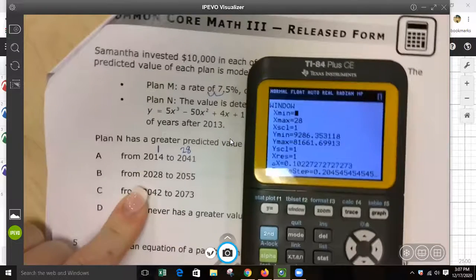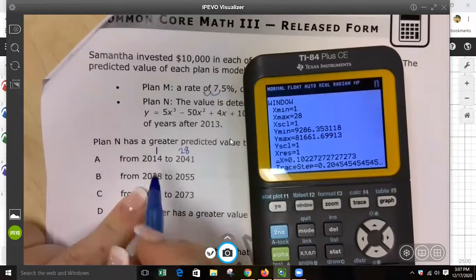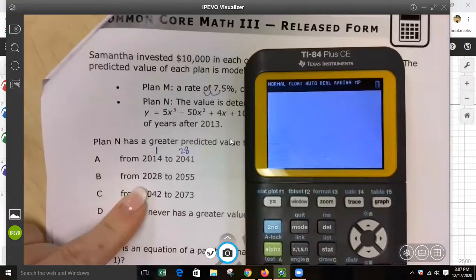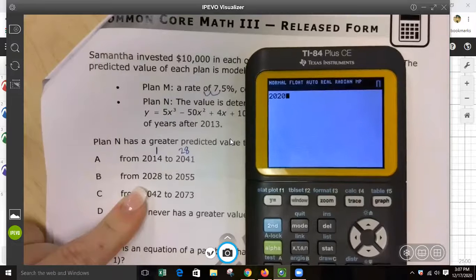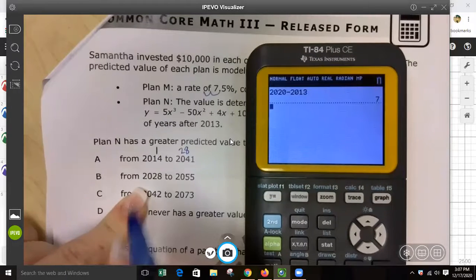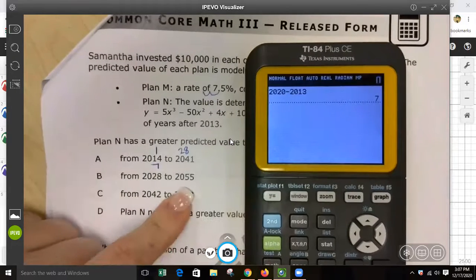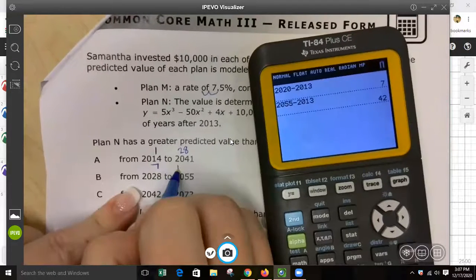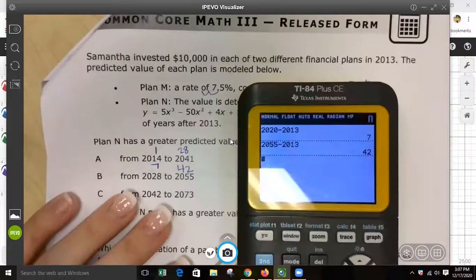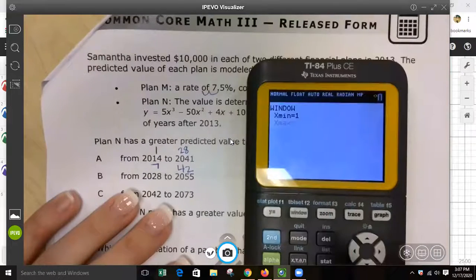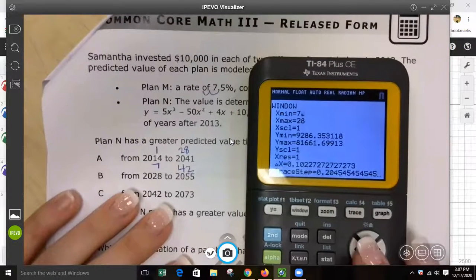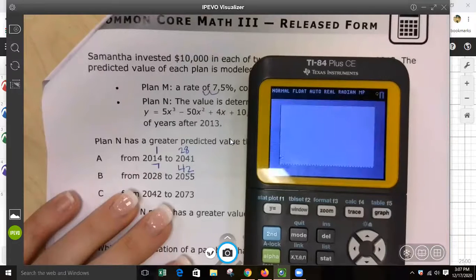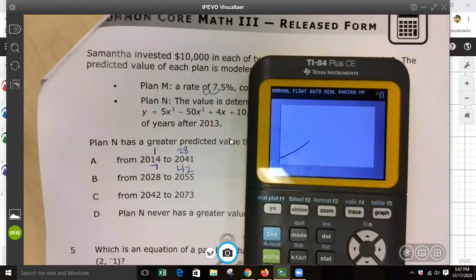Let's change it for the next one. What would 28 be? So 2028 minus 2013 is 7. And then 2055 minus 2013 is 42. Between 7 and 42. So I'm going to change my window between 7 and 42, and let's see what kind of graph I have.